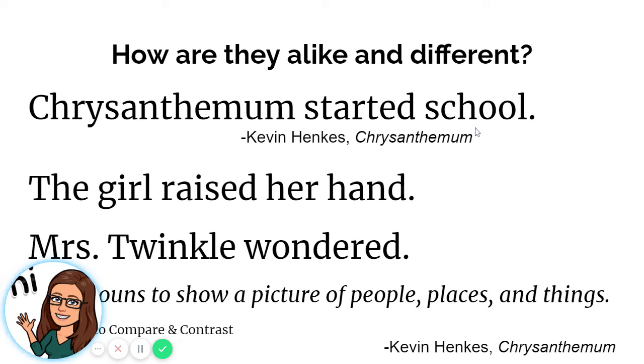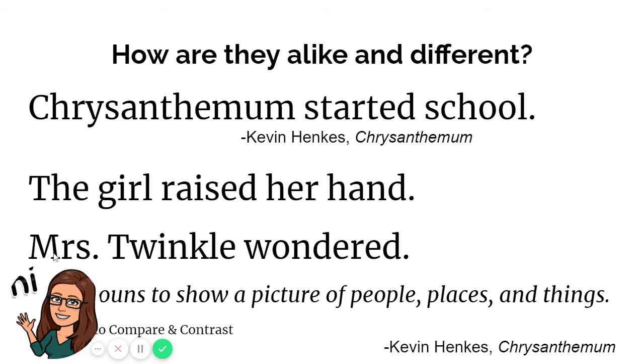Chrysanthemum started school. Well, Chrysanthemum's a noun. She's a person or animal. So there's 1. Started, no. School. School's another noun. We can picture our school or any school in our mind. So 1, 2, 2 nouns in sentence number 1. Chrysanthemum and school.